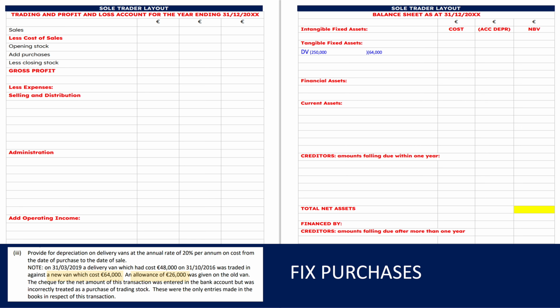So how much was the cheque for? Well, it was the 64,000, which is the cost, minus the allowance 26, so it was 38,000 euro. So the purchases figure, you'll take whatever the trial balance figure is and minus 38,000 from that. You already will have the trial balance figure written in from step 2 in our complete and final accounts anyway. Okay, so that's fixed purchases.